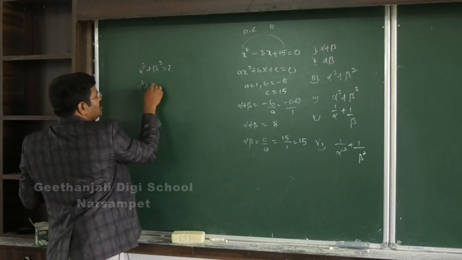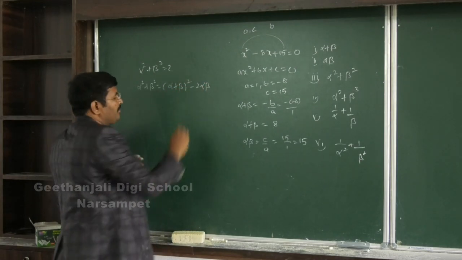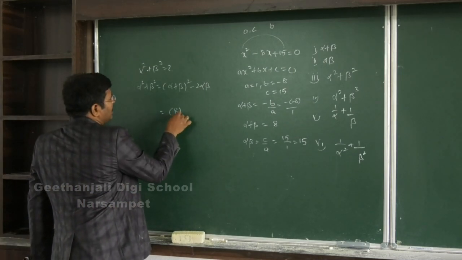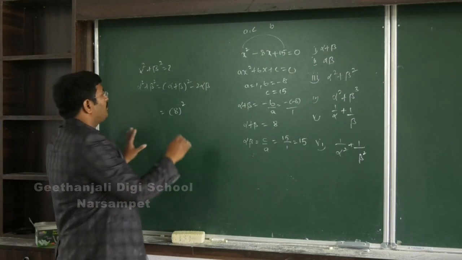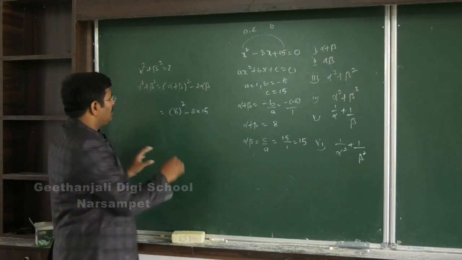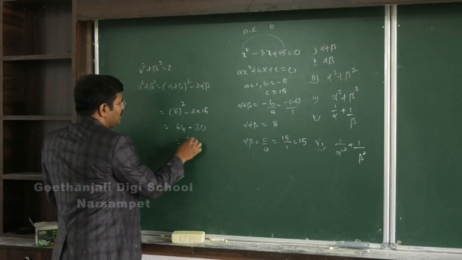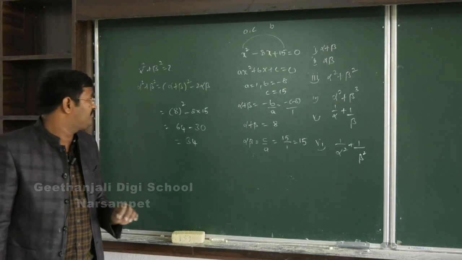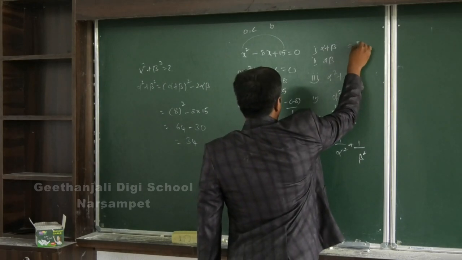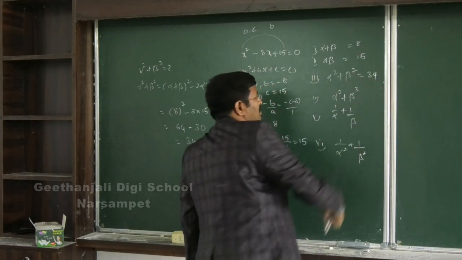Alpha square plus beta square is equal to alpha plus beta whole square minus 2 alpha beta. Alpha plus beta is 8 and alpha beta is 15, so 8 square is 64, minus 30, then alpha square plus beta square is equal to 34. So alpha plus beta is 8, alpha beta is 15, and alpha square plus beta square is 34.